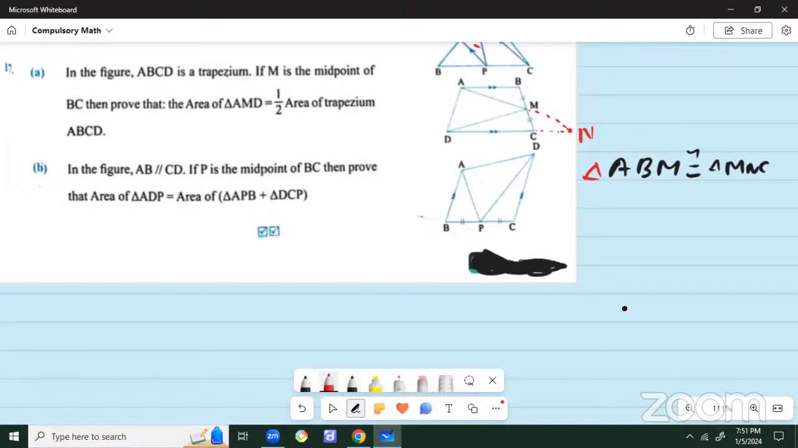Which test is verified? RHS, SSS, SAS, AAS, ASA. RHS, how RHS? Is there a right angle? No, so RHS does not work. SSS, how? BM equals MC, right? And DC is parallel to AB. So are they equal? No, they're not equal. How can they be equal? Not SAS, not SSS.